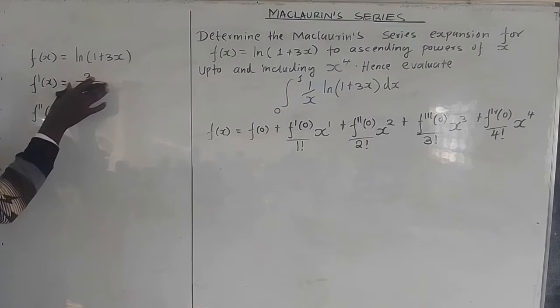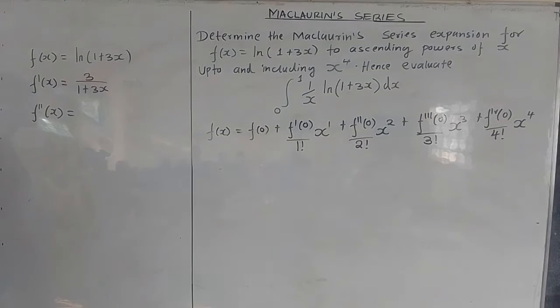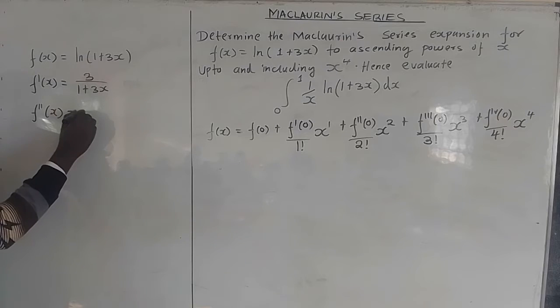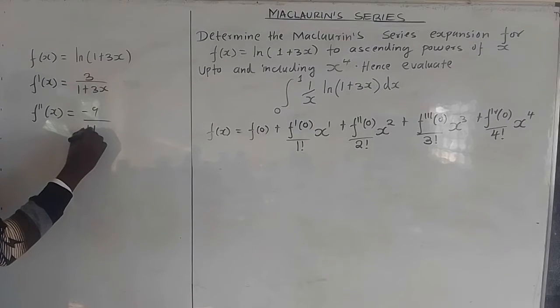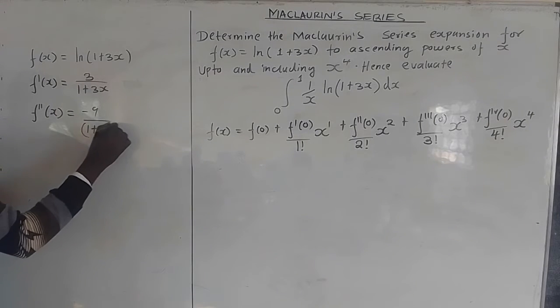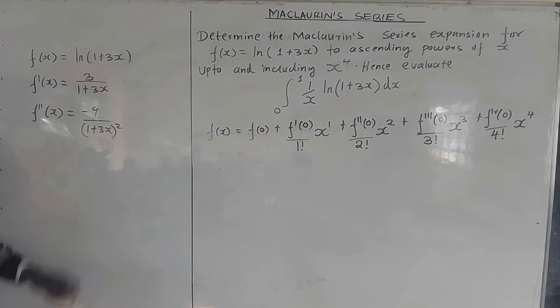Having done that, we now get f double prime of x. What is f double prime of x here? If you differentiate this, what do you get? Some of them you just see. What do you get? I can see it is negative 9 over 1 plus 3x squared. Some of these things you don't need to do. They're just things you see.